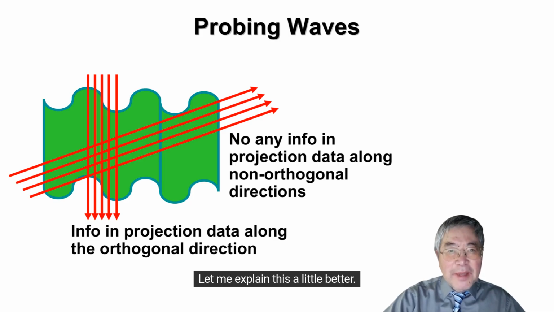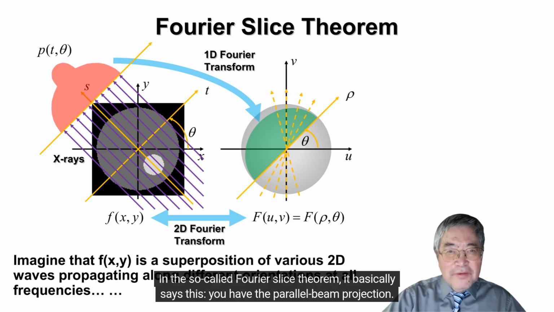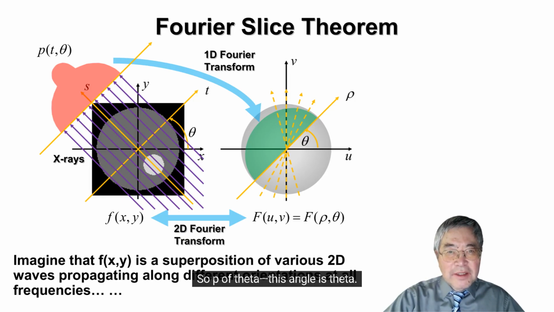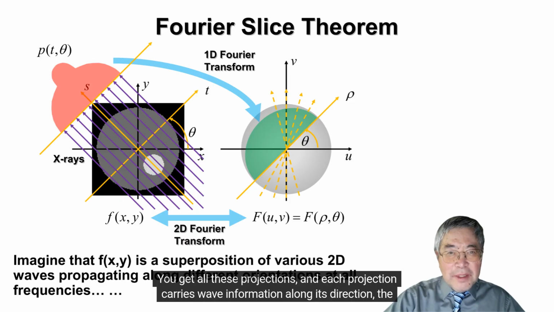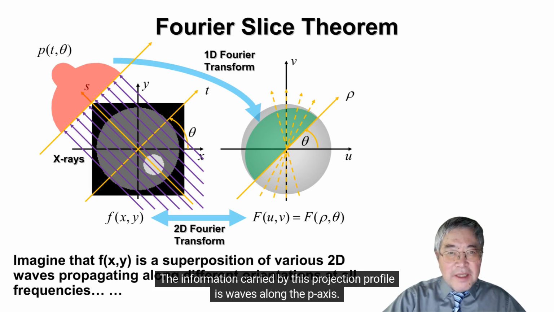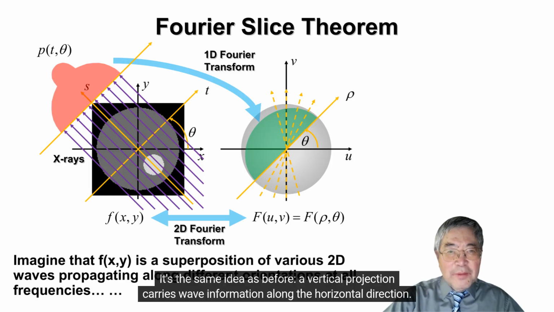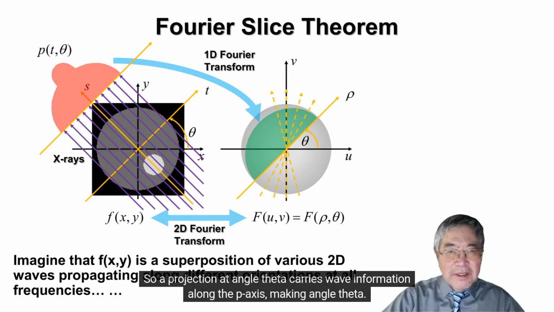Let me explain this a little better. In the so-called Fourier slice theorem, it basically says this: you have the parallel beam projection. So P of theta, this angle is theta. You get all these projections, and each projection carries wave information along its direction, the X-ray direction. The information carried by this projection profile is waves along the p-axis. This p-axis makes an angle theta. It's the same idea as before. A vertical projection carries wave information along the horizontal direction. So a projection at angle theta carries wave information along the p-axis, making angle theta.